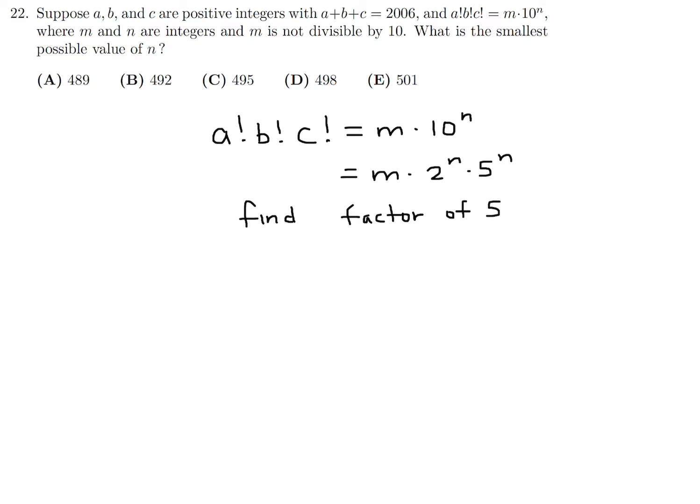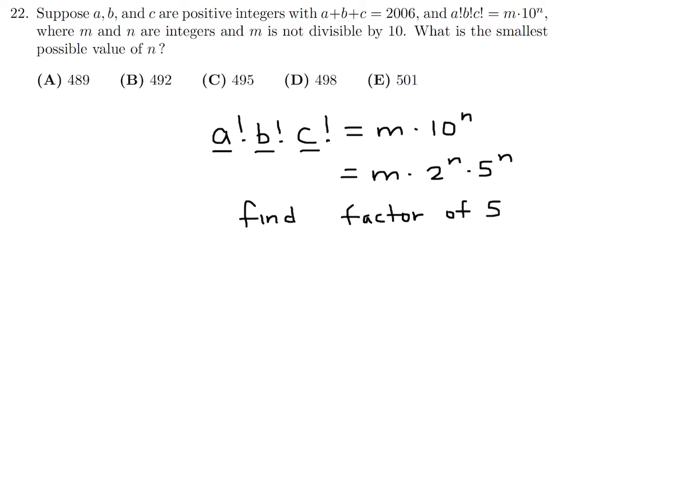And the way you do that is you take each of these numbers and you divide by 5 to count the total number of factors of 5. So for example, if a number is 10, 10 is divisible by 5, right? That will give me 2 factors. And in a very similar way, we have to do that for all of A, B, and C. But we don't know the values of A, B, or C. The only thing we're told is that A plus B plus C equals 2006.